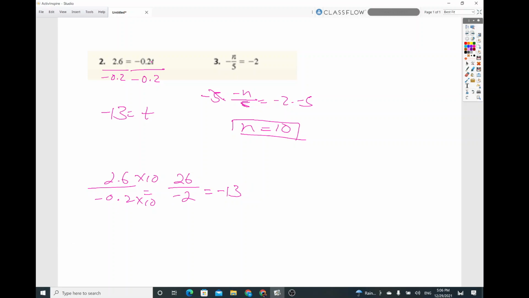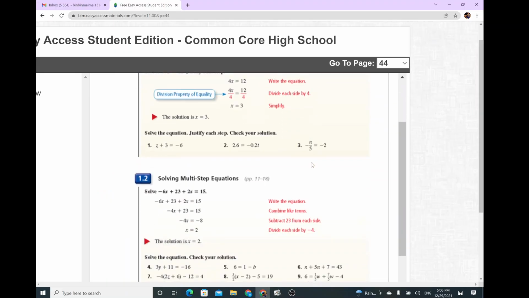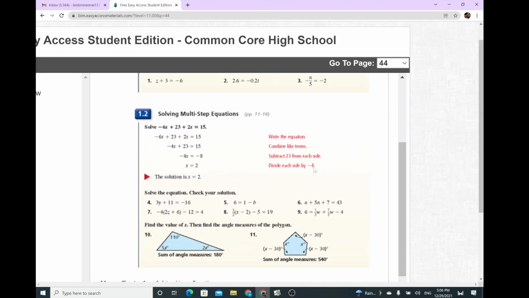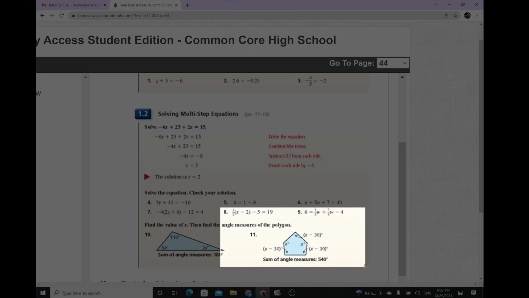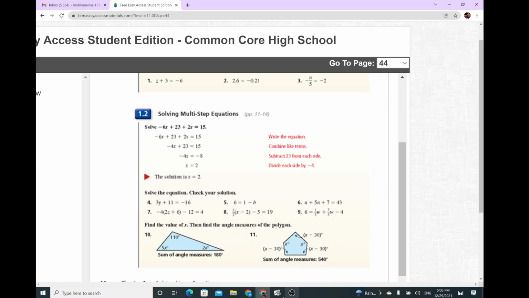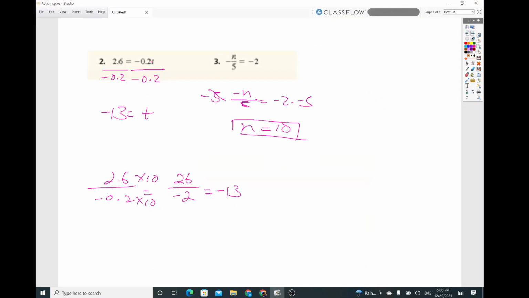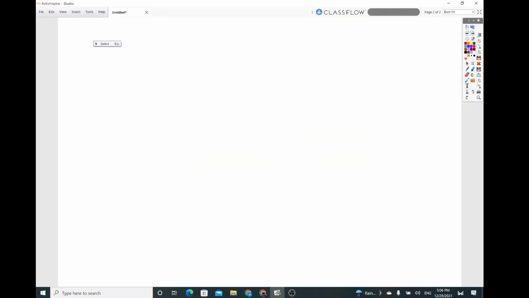Okay, so now let's see what else we have for the other section here. Going back to this page, 1.2 is solving multi-step equations. Let's do some of the challenging ones, such as number 8 and 9, and also 11. I'll just pull those out. For number 8, it's about fractions again.